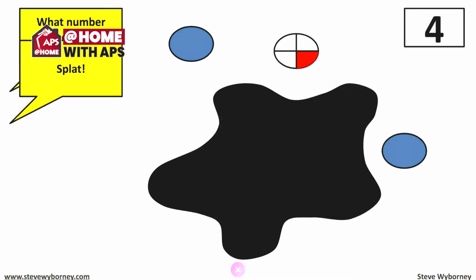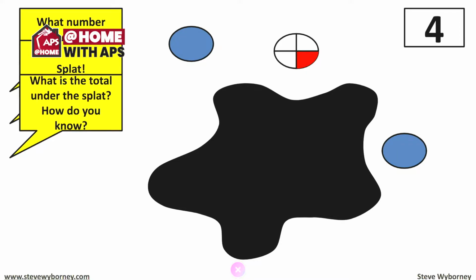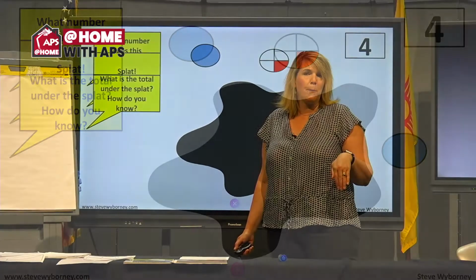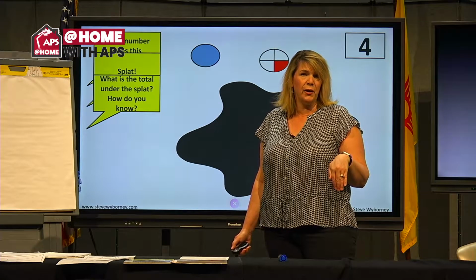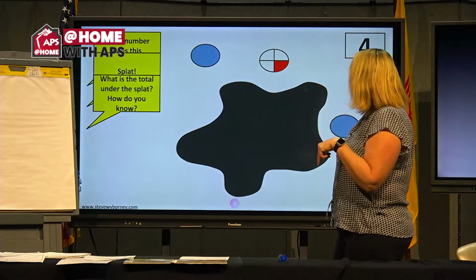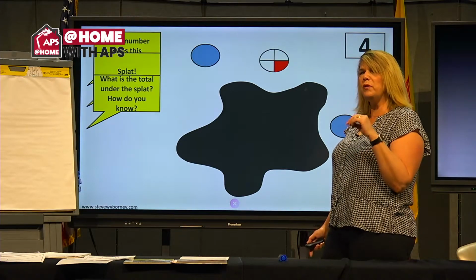All right. What happens if I covered it up? Splat. We need to figure out how much of whatever is underneath is covered up. That's how the splat works, okay? So what is the total under the splat? And how do you know? So this is sort of like what we've done before when we flashed a number at you and you're trying to figure out what portion of that number you still need to figure out. How could we figure this out without removing the splat?